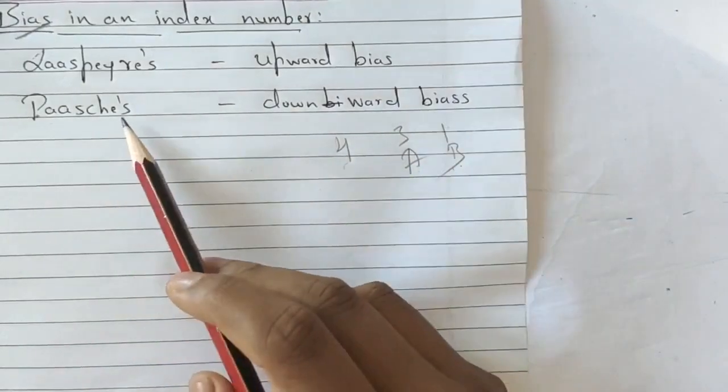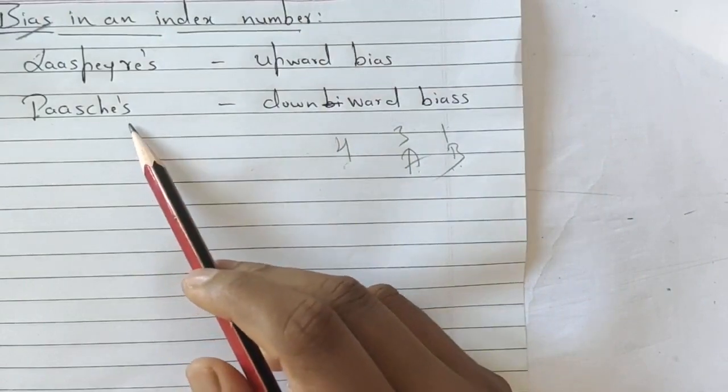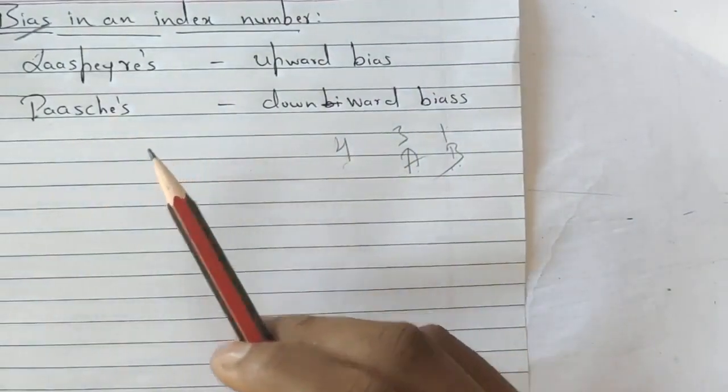Okay, so bias means what? Giving importance to only one person or any one thing.